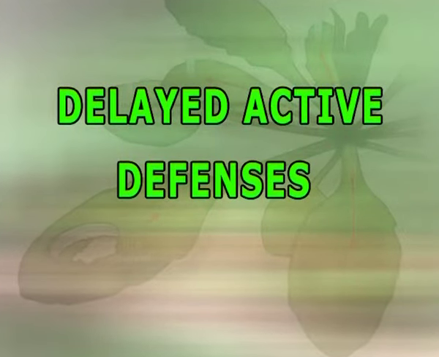Now let us look at the delayed active defenses. Delayed active defenses include containment of the pathogen, wound repair, expression of pathogenesis related proteins and the acquisition of systemic resistance. These mechanisms restrict the spread of the pathogen after infection is established and contain the damage to host tissues. Let us see what the physical responses are.